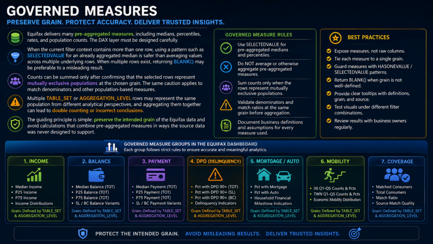Counts can be summed only after confirming that the selected rows represent mutually exclusive populations at the chosen grain. The same caution applies to matched denominators and other population-based measures. Multiple table set or aggregation level rows may represent the same population from different analytical perspectives, and aggregating them together can lead to double counting or incorrect conclusions. The guiding principle is simple. Preserve the intended grain of the Equifax data and avoid calculations that combine pre-aggregated measures in ways the source data was never designed to support.